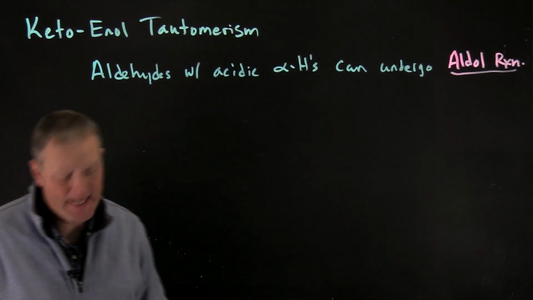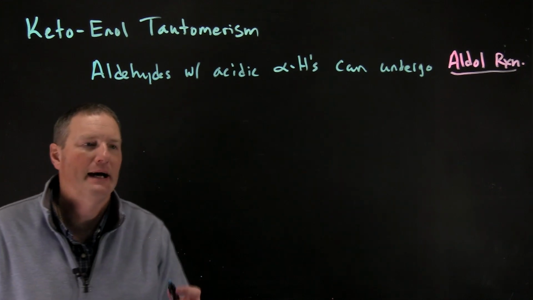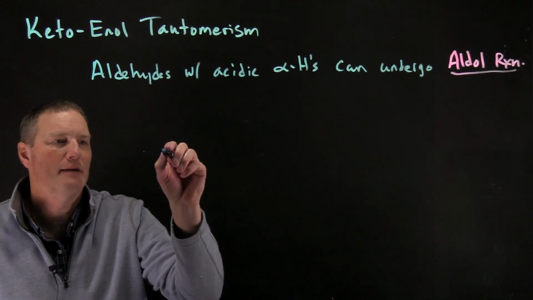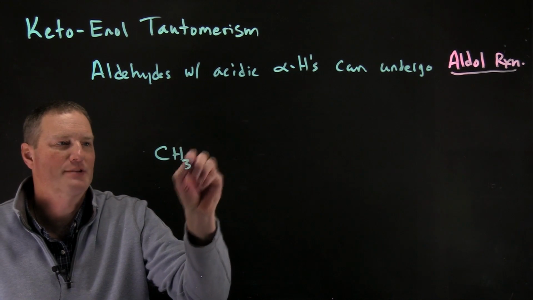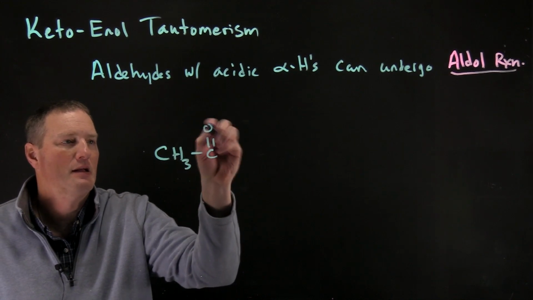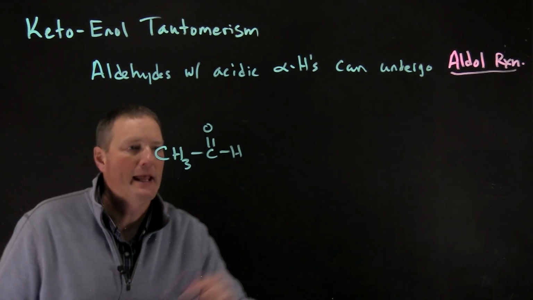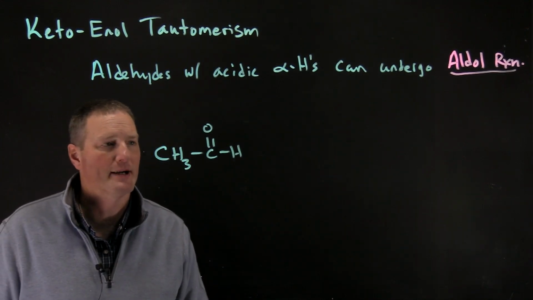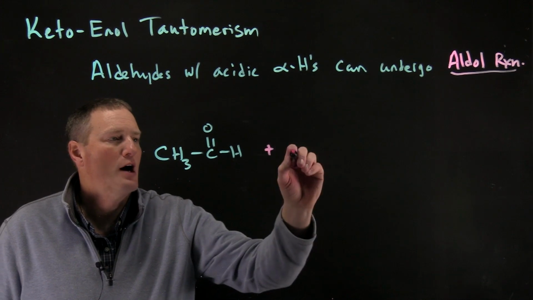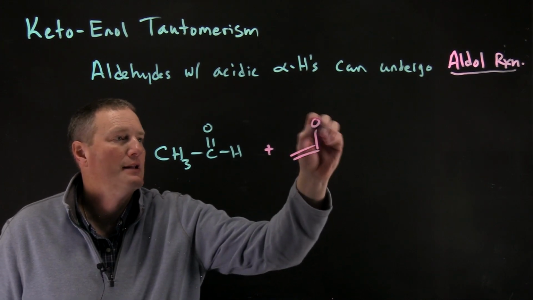And let's again take that simple molecule acetaldehyde and see what it might look like if it underwent one of these reactions. Now to do this, I'm just going to use two different colors. So I've drawn the keto form here, but I'm also going to draw out the enol form.